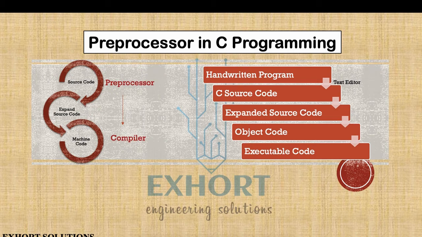Then the C source code is converted to the expanded source code with the help of preprocessor. Then the expanded source code is converted to the object code with the help of compiler. Then the object code is converted to the executable code with the help of linker.